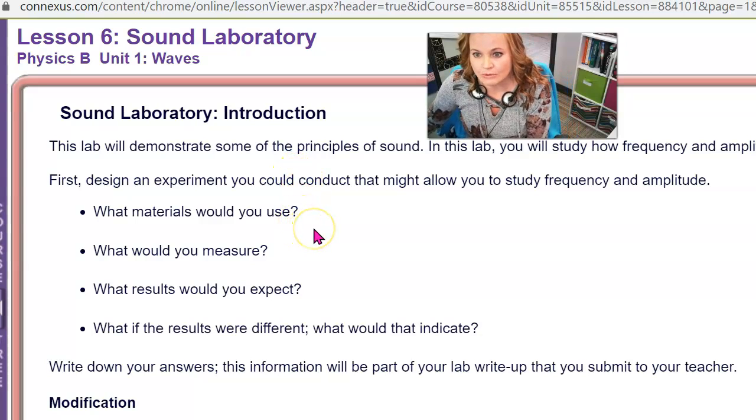This is your sound lab portfolio. It's a fairly easy lab for you guys to do. I just wanted to explain a little bit about the format and especially how to use the simulation, the online sim. It can be a bit tricky.